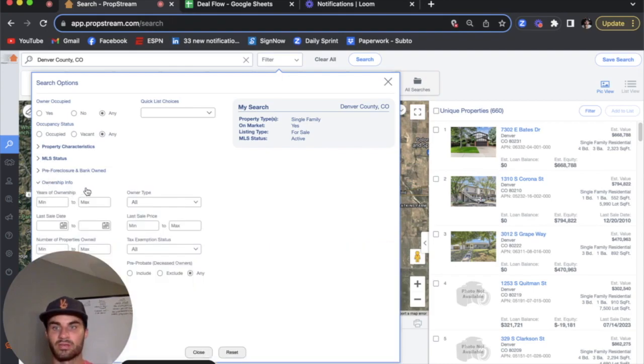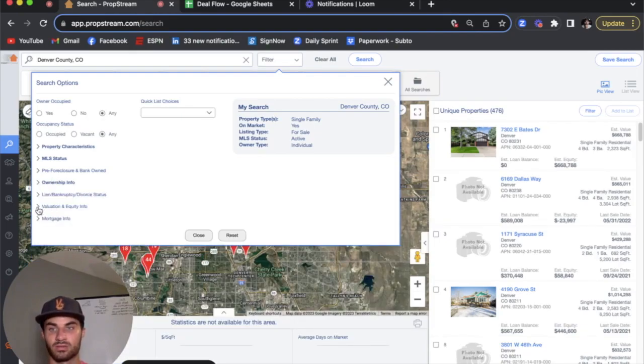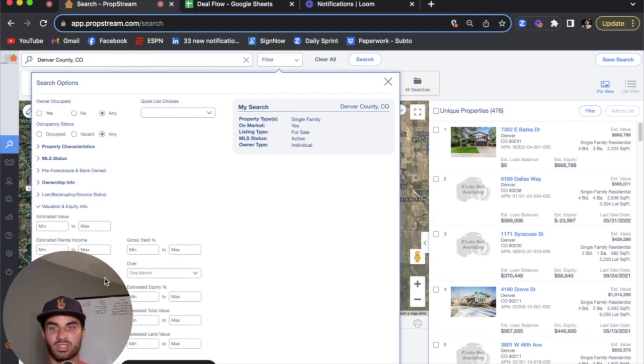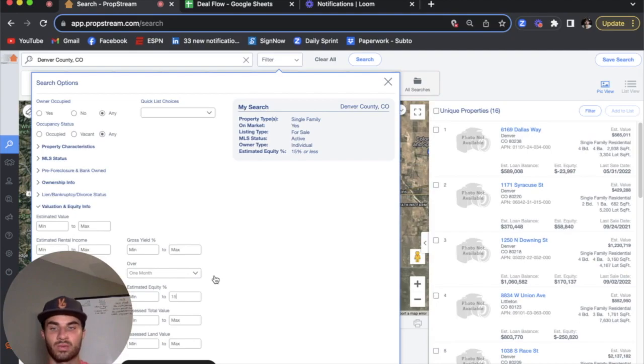Under ownership info, you want the owner to be an individual, right? I'm looking for people that need my help, so I'm not looking for businesses that own properties or investors or whatever. So I just click individual owner type right there. And then on my first deal, I went down here to equity. You see where it says estimated equity? And I threw in 15%. So again, I'm looking for people that don't have a lot of equity in their house.